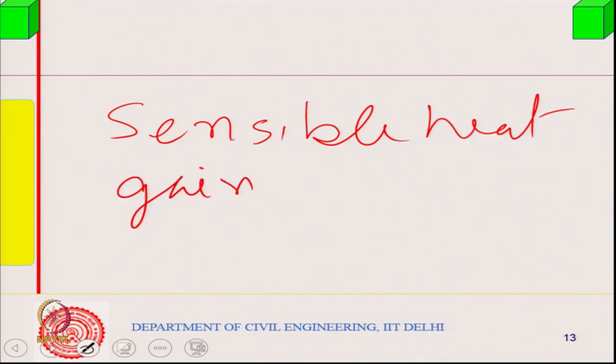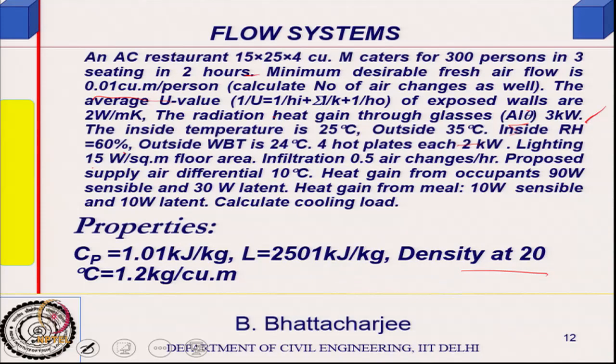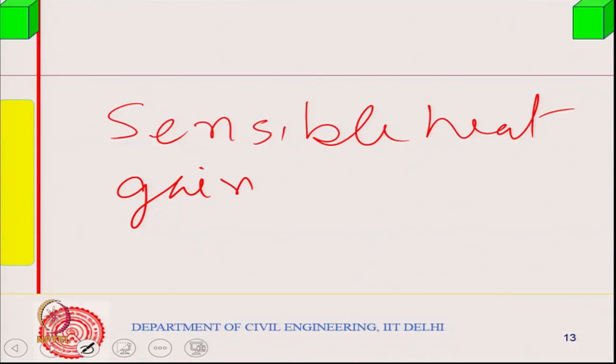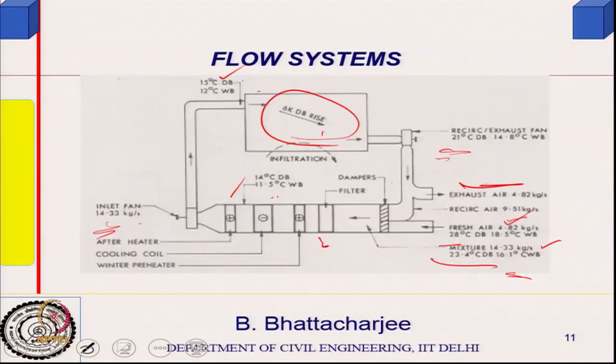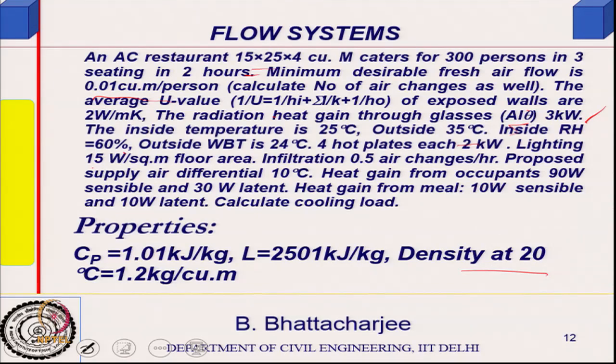How much will be the sensible heat gain? First, the average U value of exposed walls is 2 watt per meter squared degree. So, let me first calculate the room size. To find the volume of the room, it is 15 into 25 by 4, right, 15 into 25 by 4.